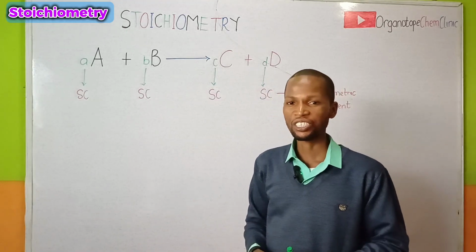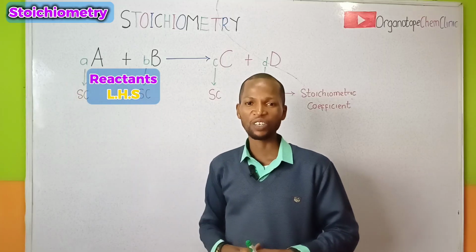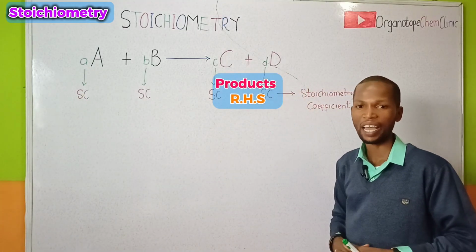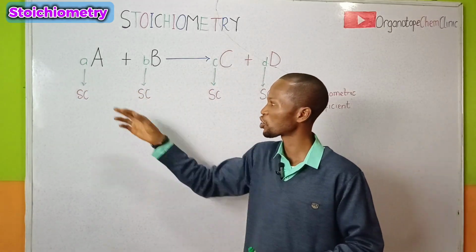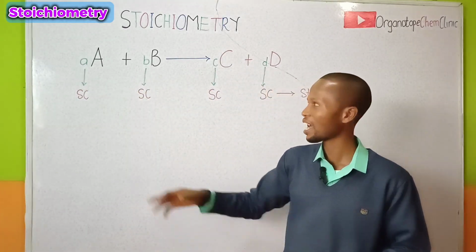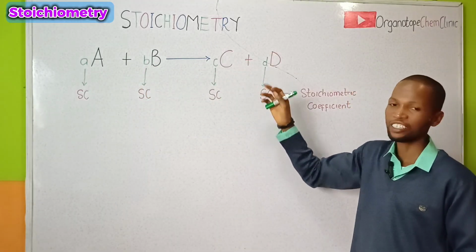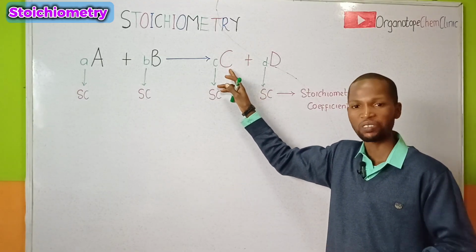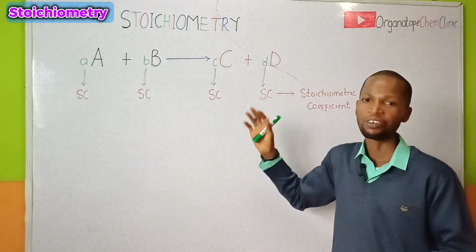In a chemical reaction, the reactant species are found on the left-hand side of the equation, while the product species are found on the right-hand side. A and B indicate the stoichiometric coefficients of reactants A and B respectively, while C and D represent the stoichiometric coefficients of the products C and D respectively in this chemical reaction.